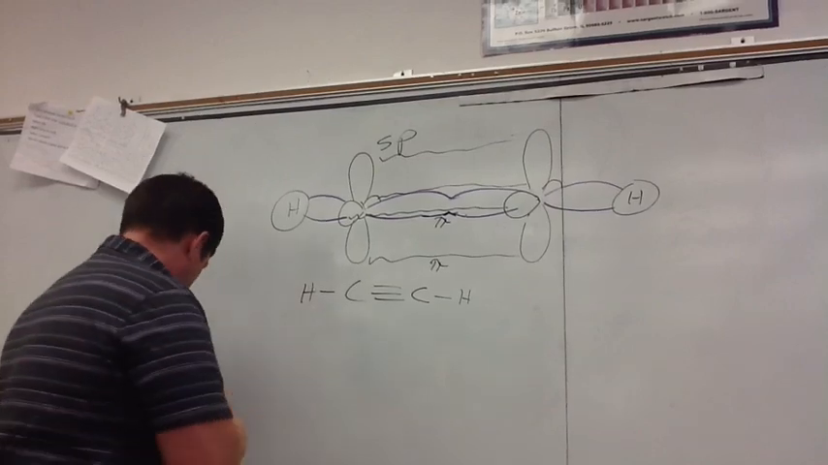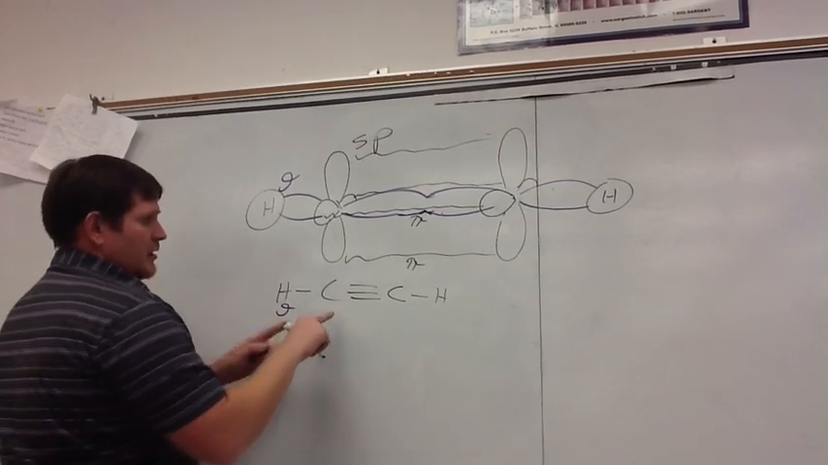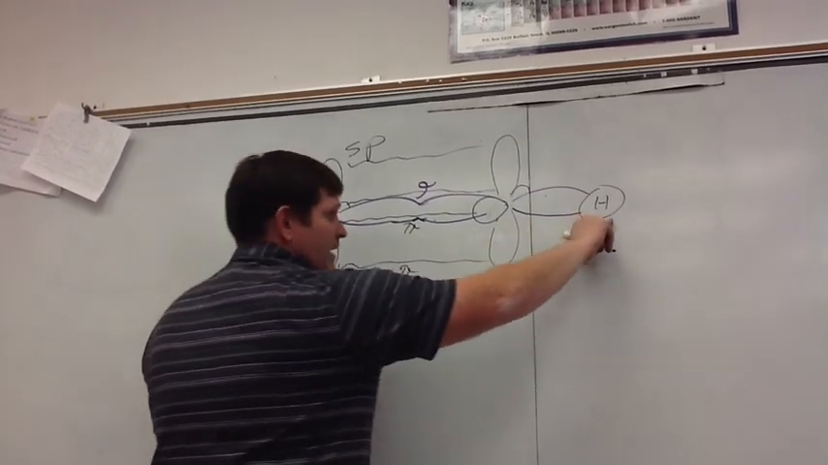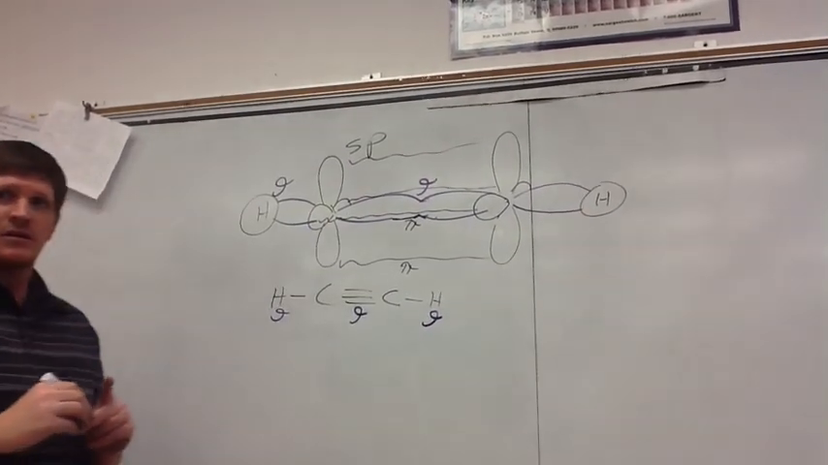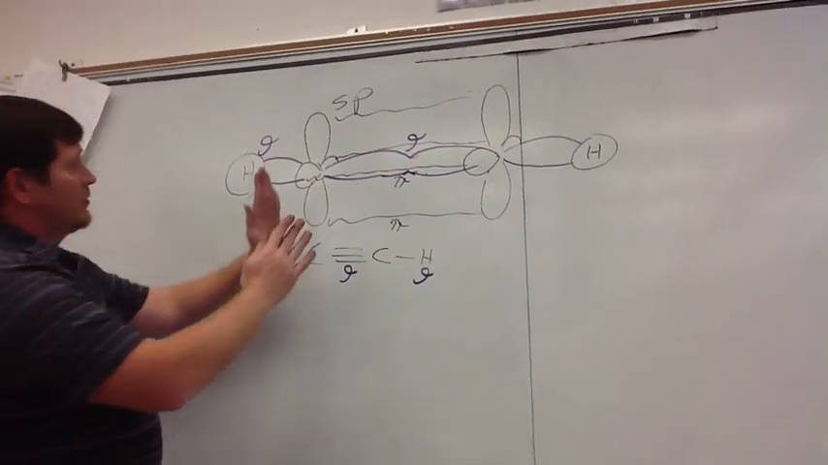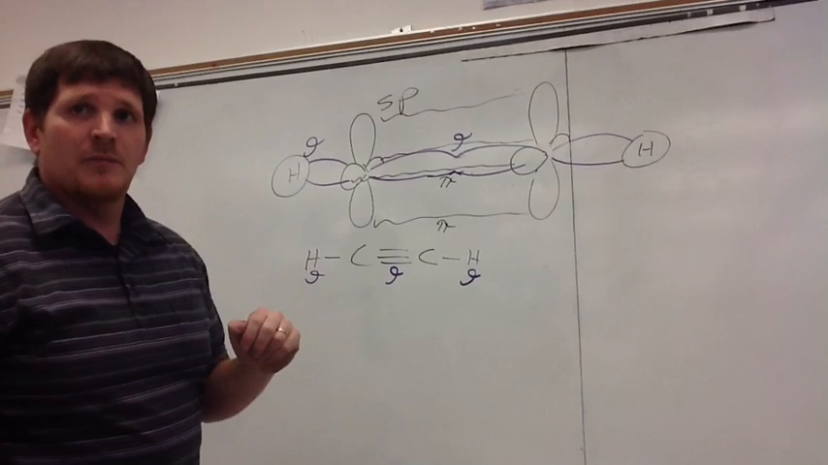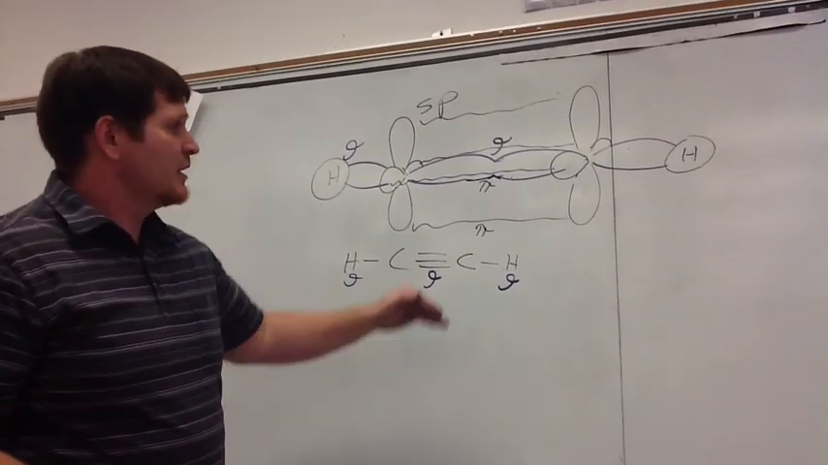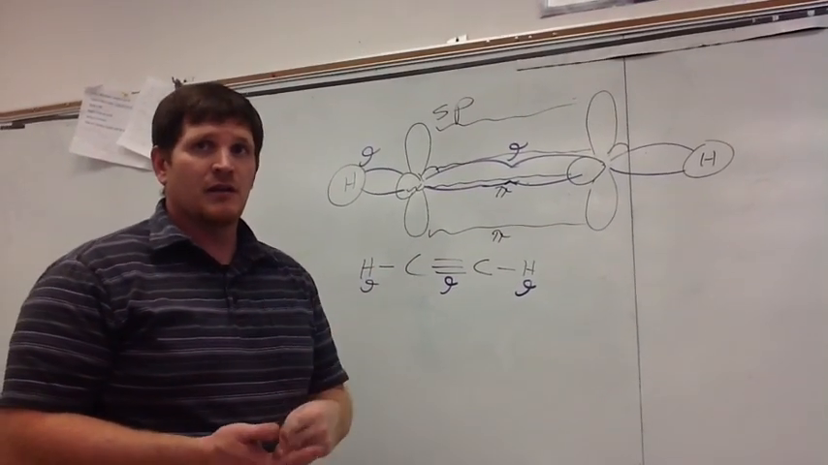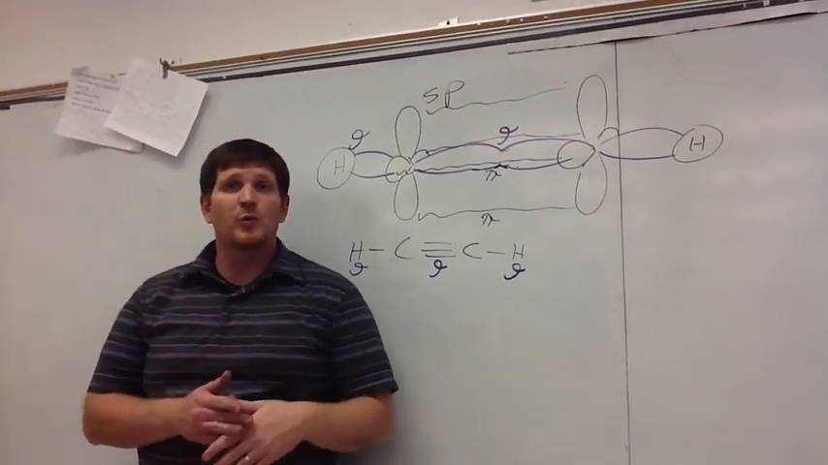So if I'm counting, what I see is I have a sigma bond over here on the H. I have 1 sigma bond here in the middle. I have a sigma bond out here on the edge. In the middle, I have 2 p orbitals that are unhybridized, so that means I have 1, 2 pi bonds. So every time I have a double bond or triple bond, I'm going to end up with pi bonds. 1 double bond is 1 pi bond, and a triple bond is going to be 2 pi bonds.